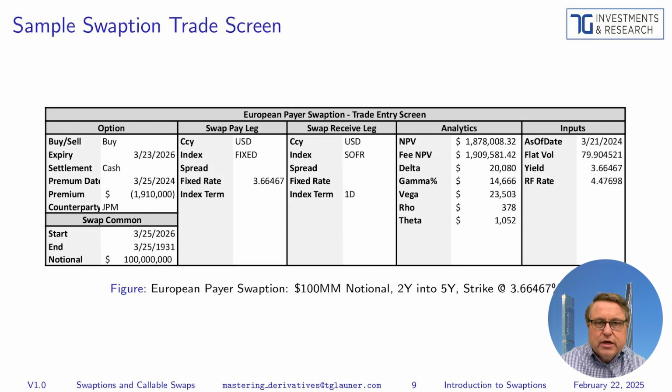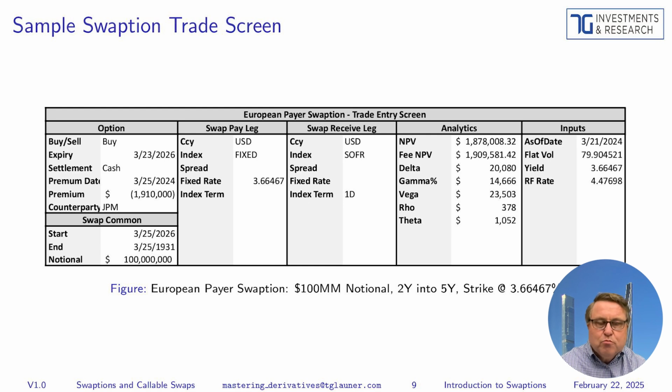This slide displays an example trade screen for entering a European payer swaption transaction, showing details like the notional amount, 100 million, the term structure, 2 years until option expiration, leading into a 5-year swap, and the strike is set at 3.66467%. Let's go into the details.